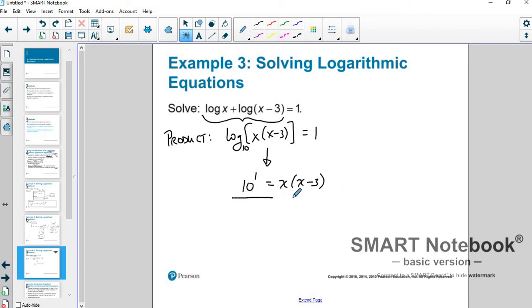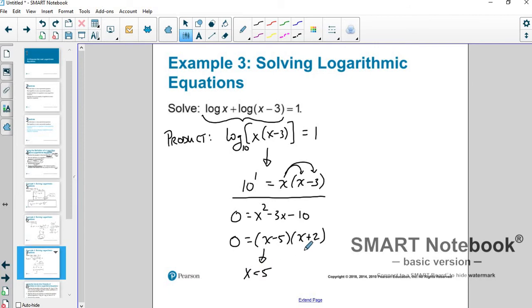And now how do I solve this? Yeah, don't forget your skills, right? This is a quadratic. You have to distribute the x, set this equal to 0, and you get x squared minus 3x, subtract 10 and get minus 10. And so we end up with x minus 5 and x plus 2. And so here we get x equals 5, and here we get x equals negative 2.